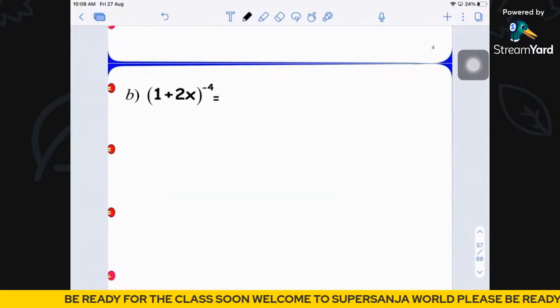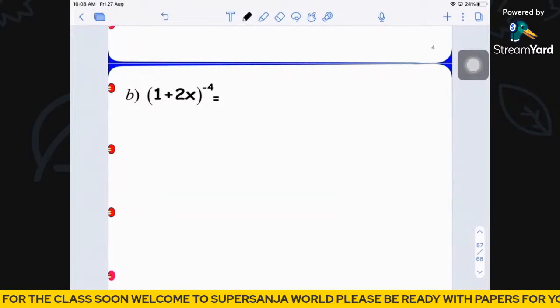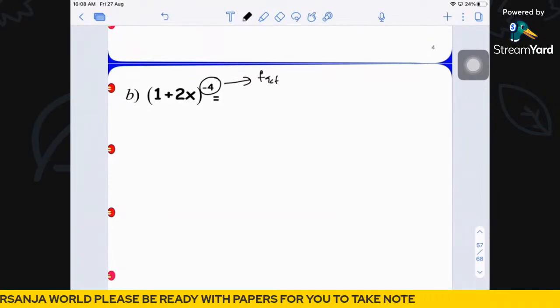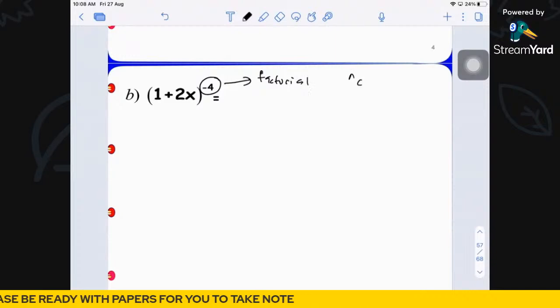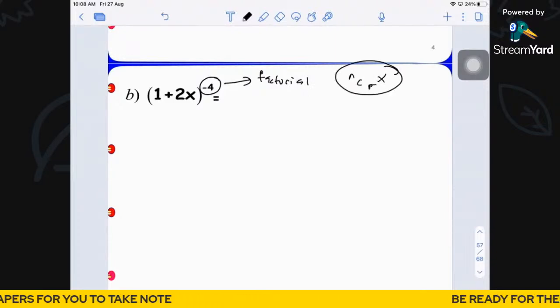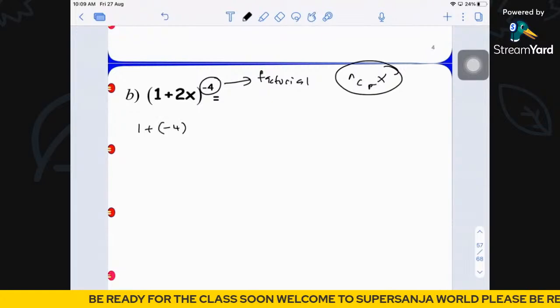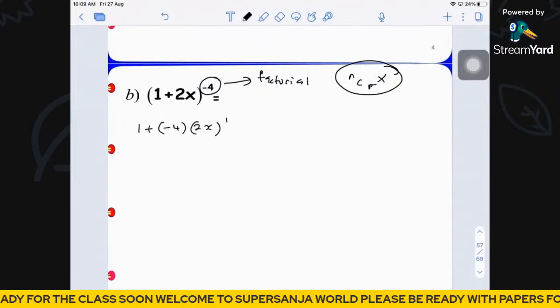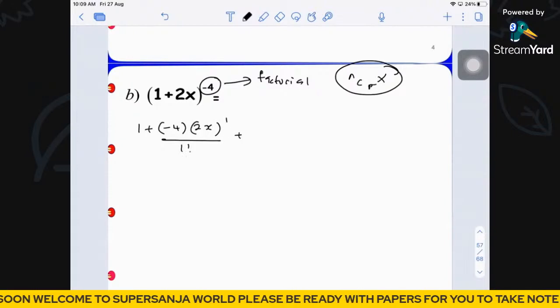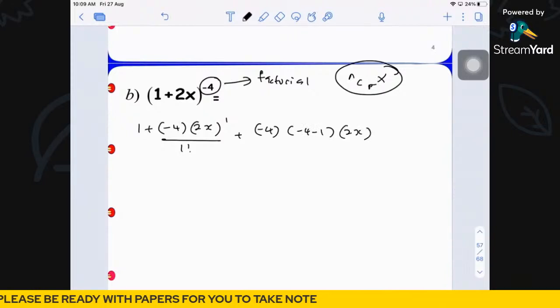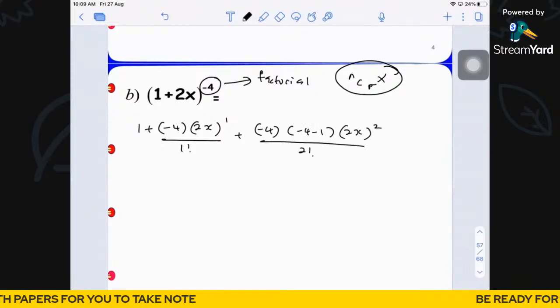Let's see 1 plus 2x power of negative 4. Okay, no problem. Since this is negative, we have to use the factorial formula, not the NCR. Okay, NCR will not work anymore. So from here, this is going to be 1 plus, okay, the n is negative 4, 2x power of 1 over 1 factorial plus negative 4, negative 4 minus 1, 2x power of 2 over 2 factorial. Be careful, it is 2x power of 2, the b power of 2.